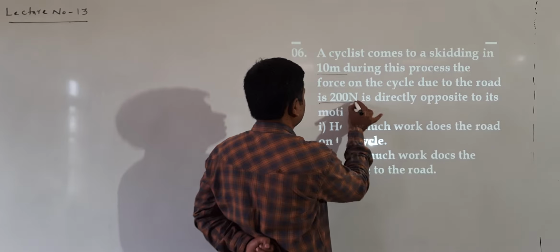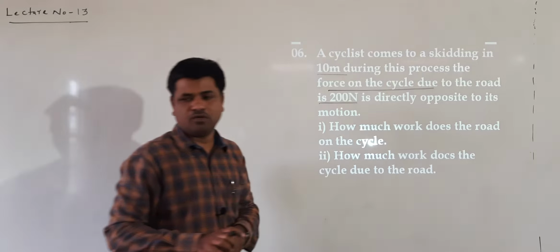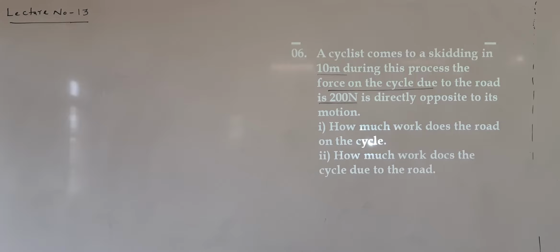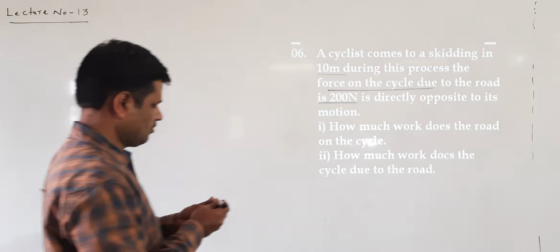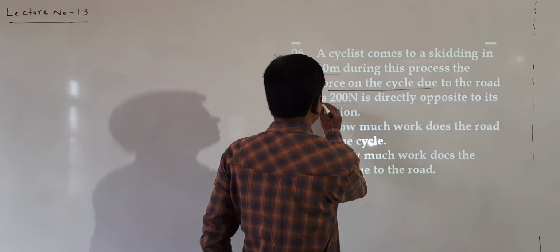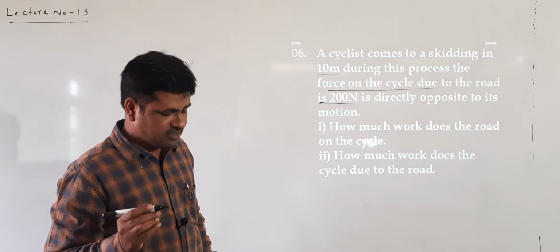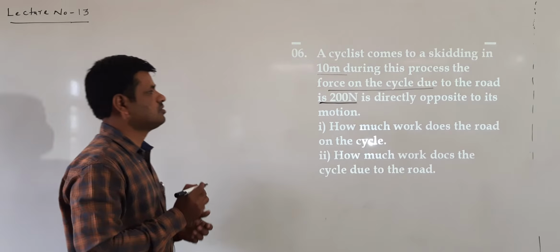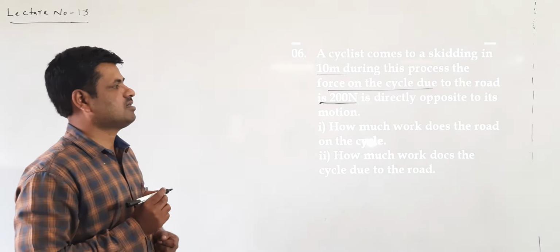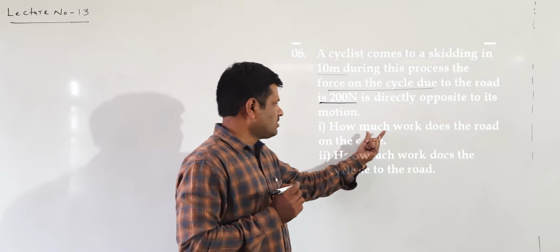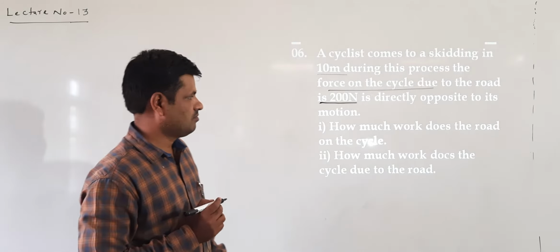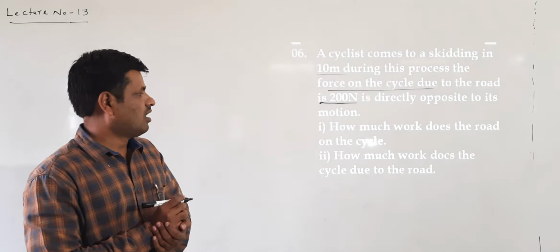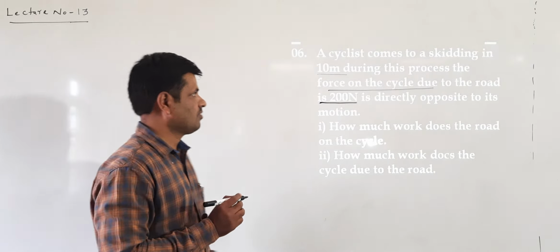due to road. A force on the cycle due to road is here 200 newtons. How many newtons here? 200 newtons. It is directly opposite to its motion, means it opposes the motion. First, how much work does the road do on the cycle? Means how much work is done by the road on the cycle. That is the question being asked here.